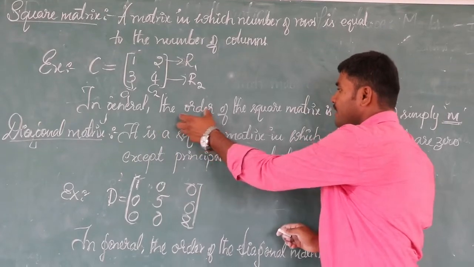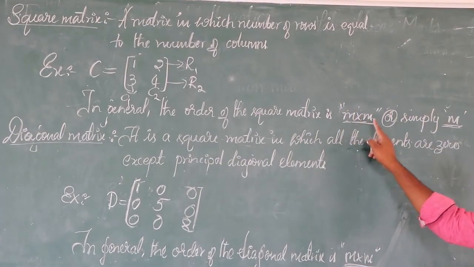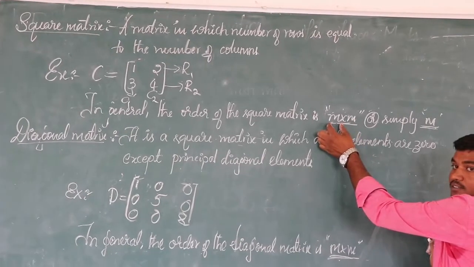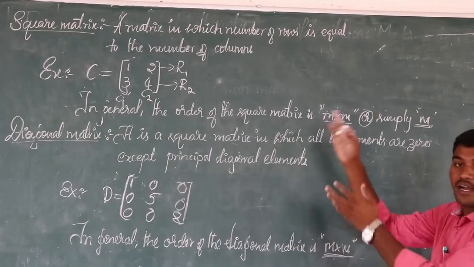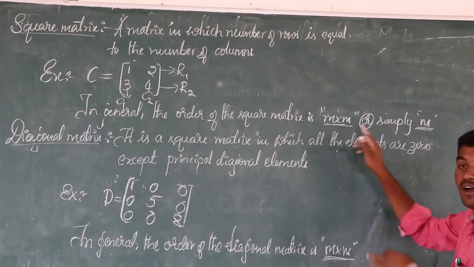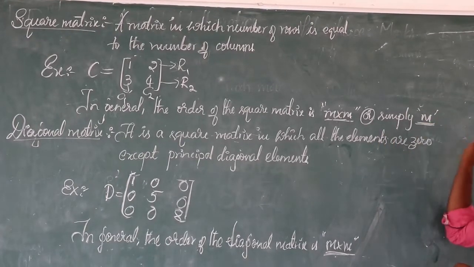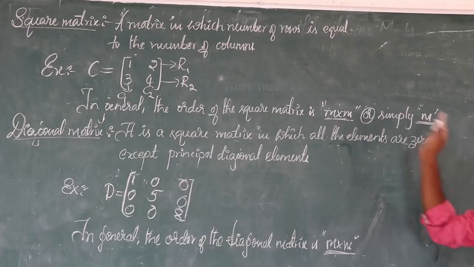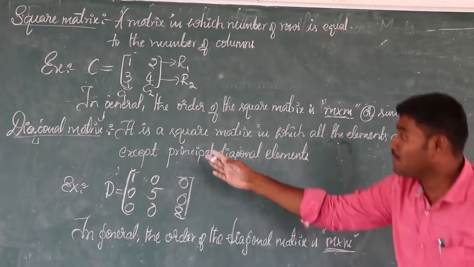And generally, the order of the square matrix is given by m by n. Here, m indicates number of rows, n indicates number of columns. Here, rows and columns are equal to each other. Therefore, order becomes m by m. Or simply, it is also denoted like this, order m. This is called square matrix. Now, let us move towards diagonal matrix.